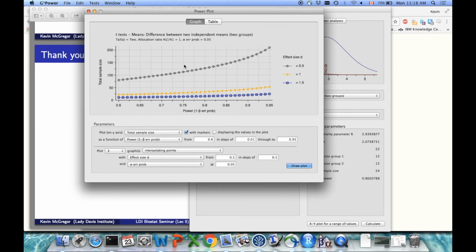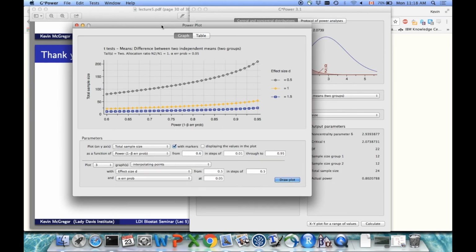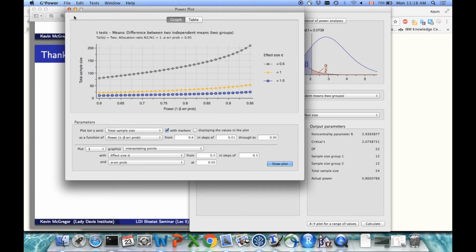And once you have this plot, then you can actually save it. You just click on File, and then you can save this XY plot, and you can save it as a PDF or a PNG or whatever you want. So it's just something that's very, very useful if you want to do your own power calculation.